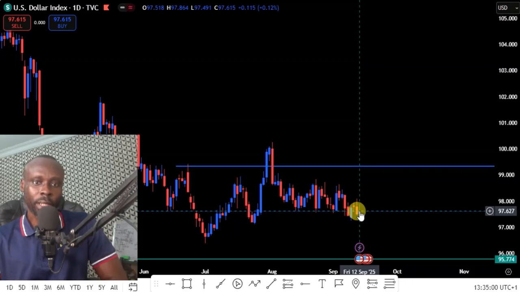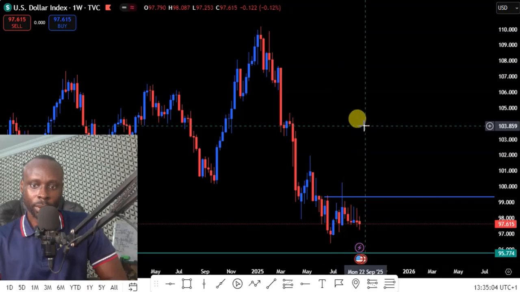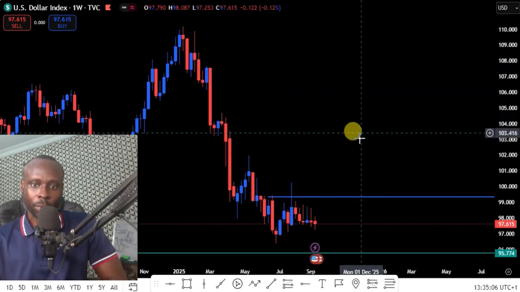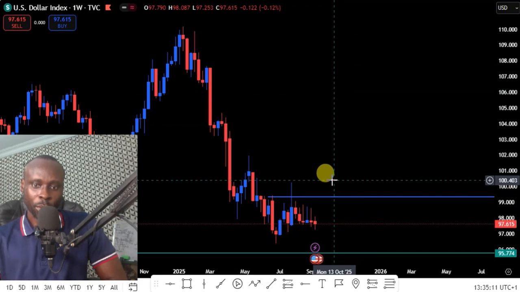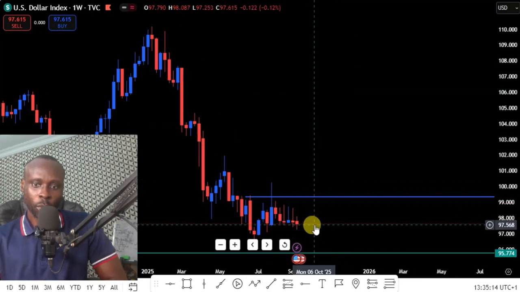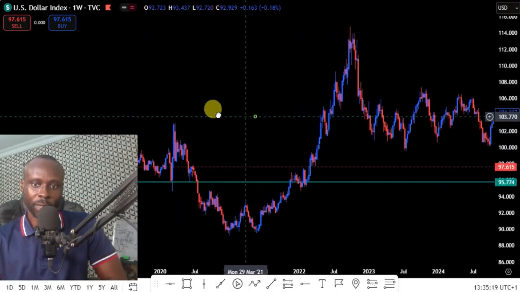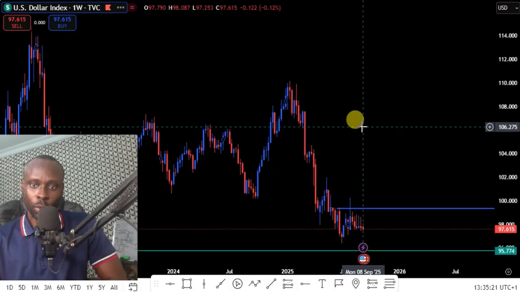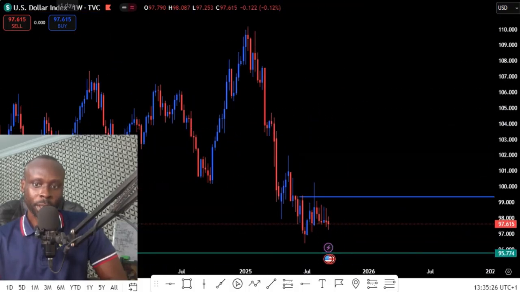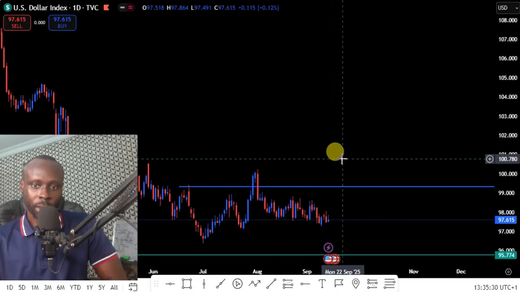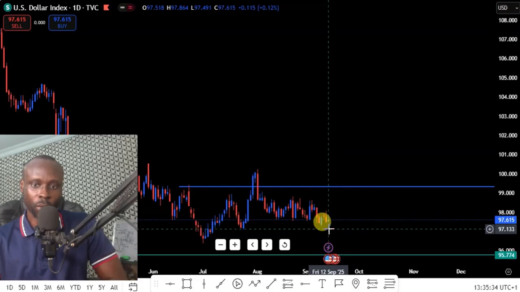So let's look at the weekly chart of the dollar index. On the weekly chart, price is currently at a support level, and also at this weekly resistance level. So we will need to hold on and wait for a clear direction from price before we can make any decision this coming week. We wait for price to break out of all these levels I just spotted before we make any decision on the dollar index.